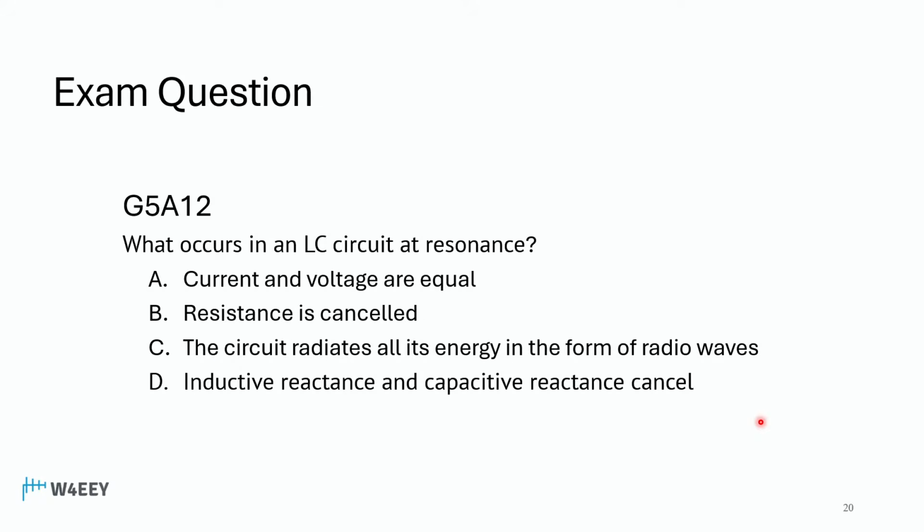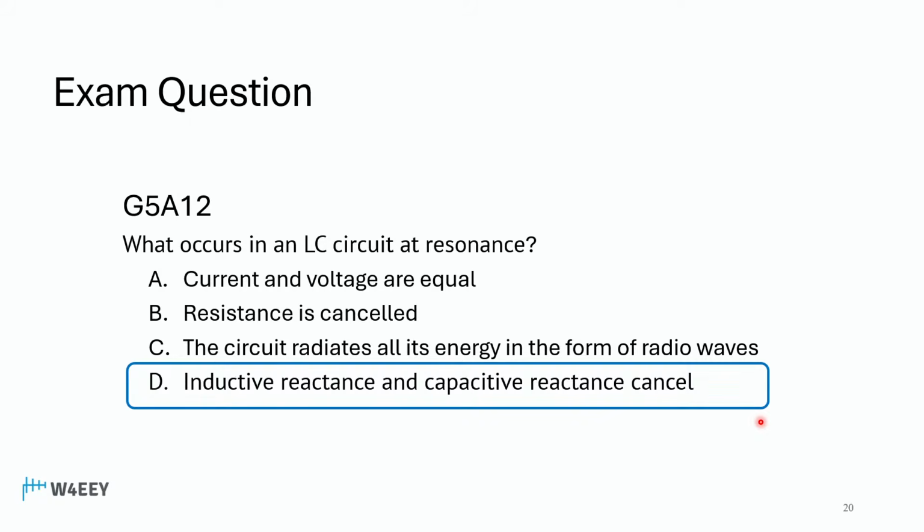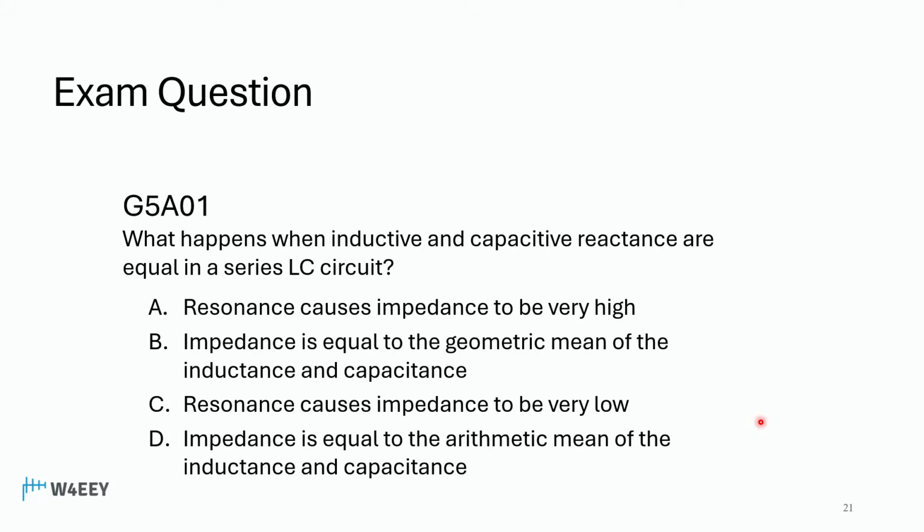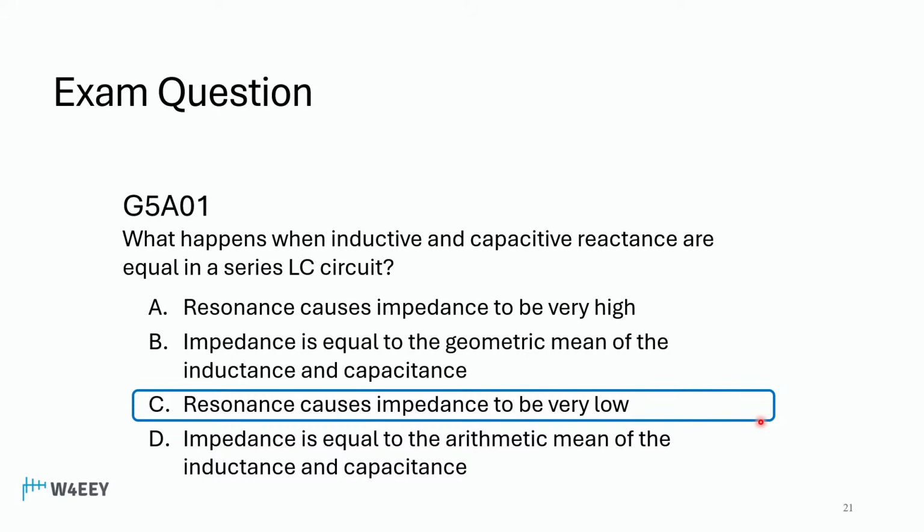Speaking of which, what occurs in an LC circuit at resonance? Several things do, but there's one particular one here in the answers. Delta. It is the delta. Inductive reactance and capacitive reactance cancel. What happens when inductive and capacitive reactance are equal in a series LC circuit? Surely, resonance causes impedance to be very low.